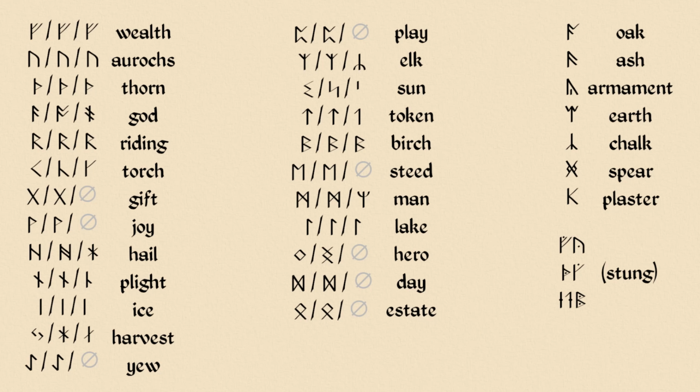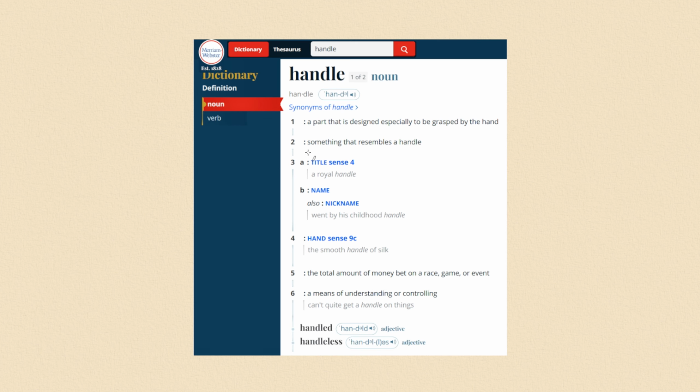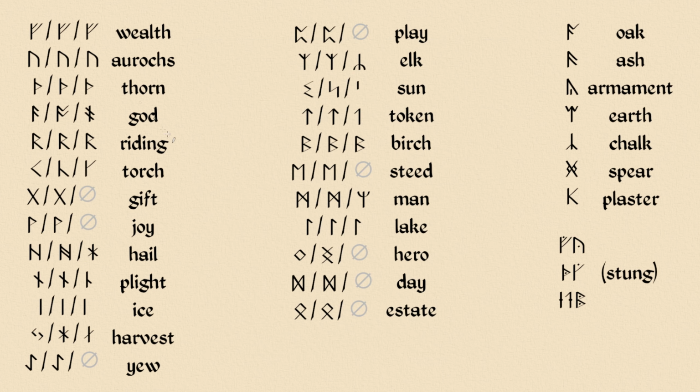In this video, I'm proposing a system of rune handles that can be used to refer to runes no matter which runic alphabet they're from. By handle, I mean something like this. I mean a somewhat informal name that's not necessarily the original name. I like this approach because it avoids some problems.